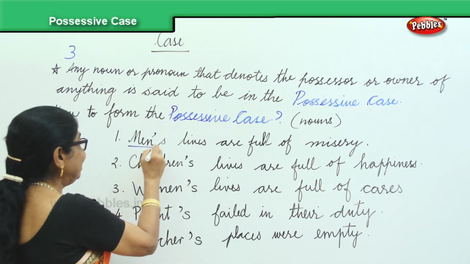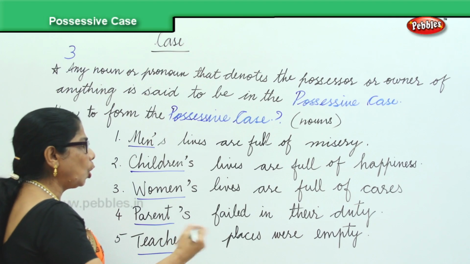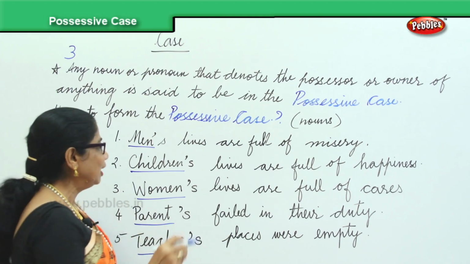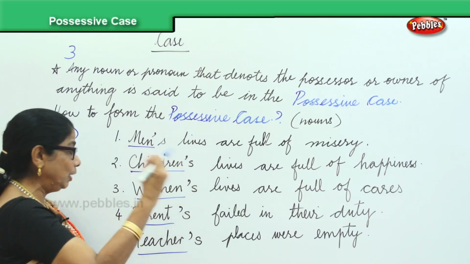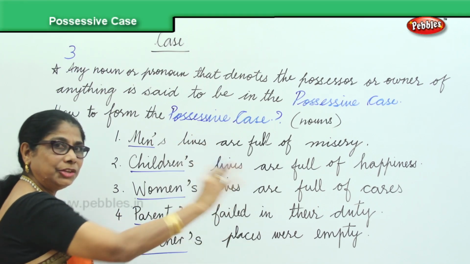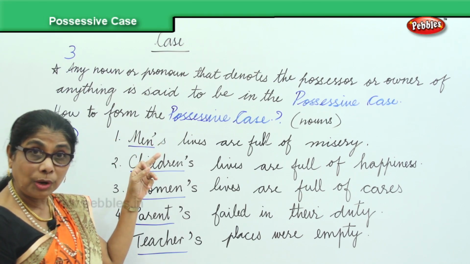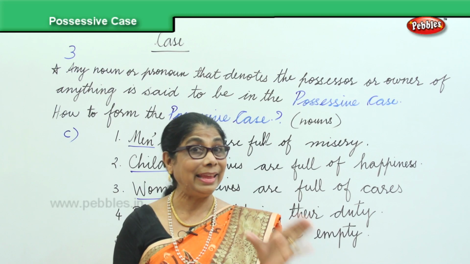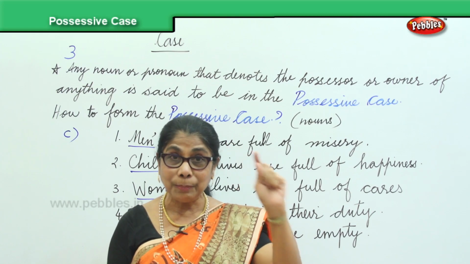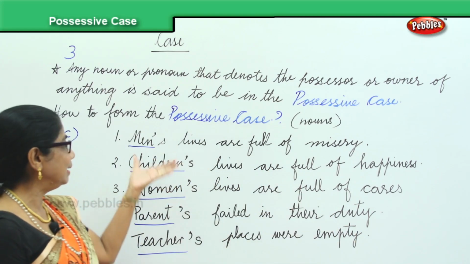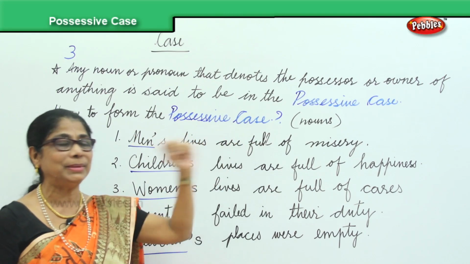Now, in the third case, you have all plural. You have the men, the children, the women, the parents, the teachers, all are plural. And in this case, you don't say one man, you say many men, many children, many women, many parents, many teachers. So, when there are many, the apostrophe goes after the plural word followed by an S. You put the apostrophe followed by an S. Here you say men's lives, that means life of many men. Men's lives are full of misery.